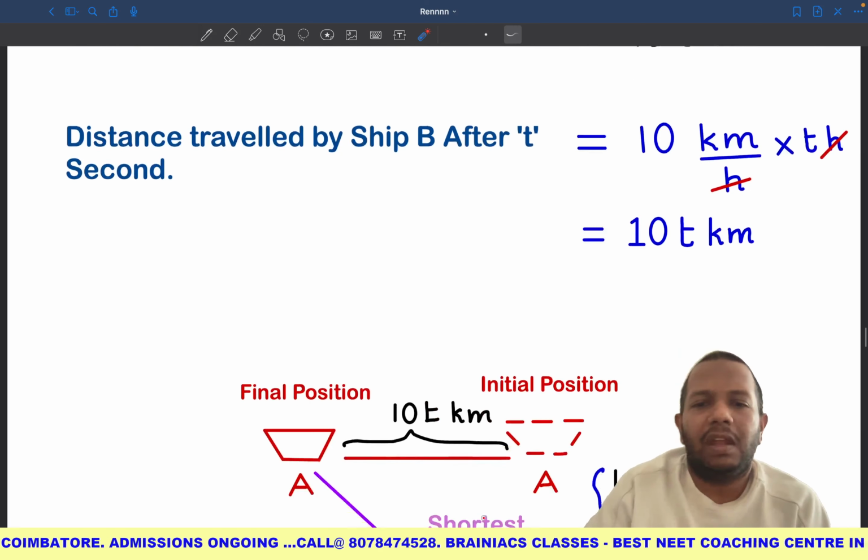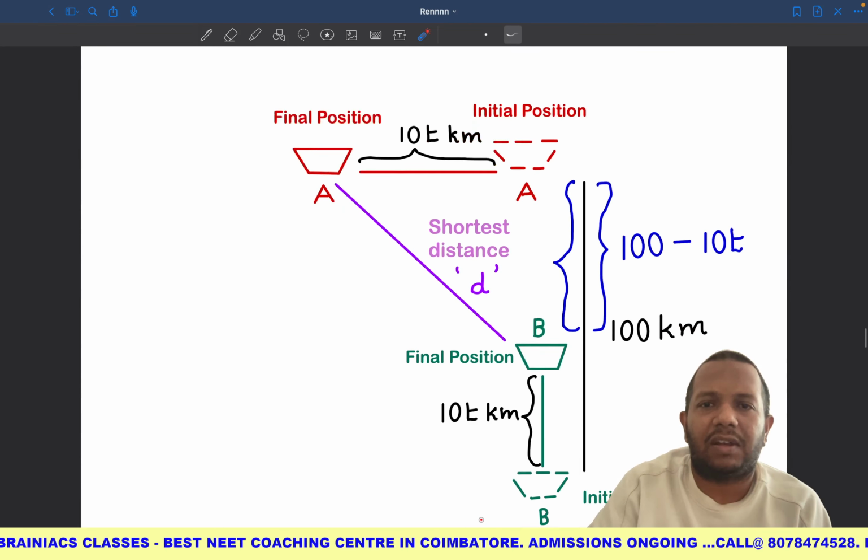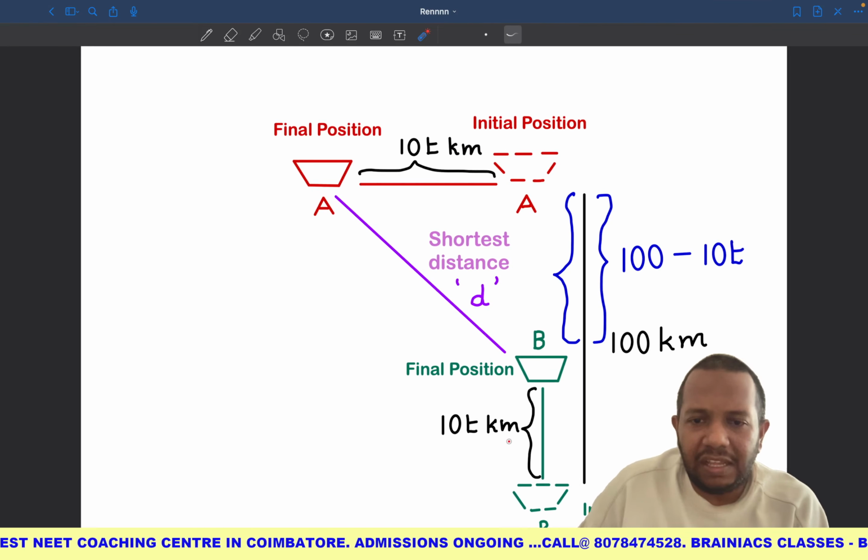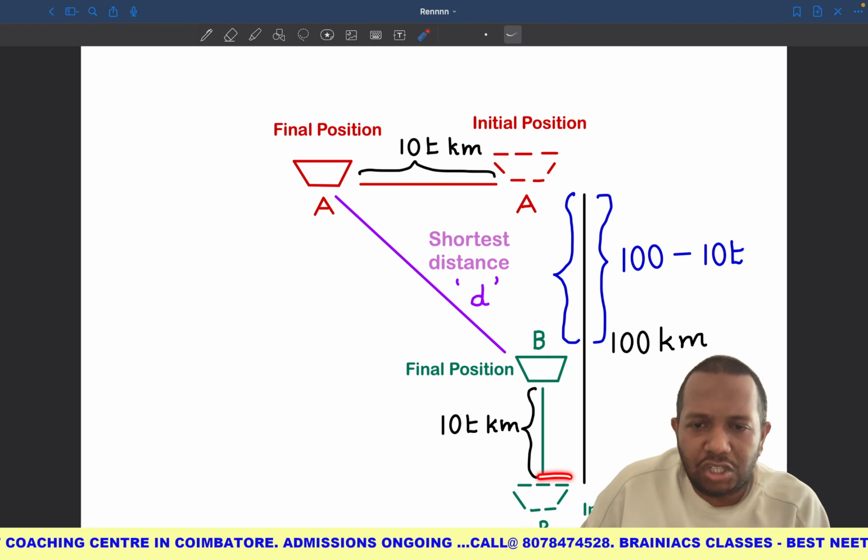Now for you to understand a little better, I am giving this diagram. This diagram shows the initial position of ship B, and this is the initial position of ship A. After time t, each covers a distance of 10t kilometers, and this is its final position, and for ship A, this is the final position. Now we are assuming that this distance is the shortest distance.